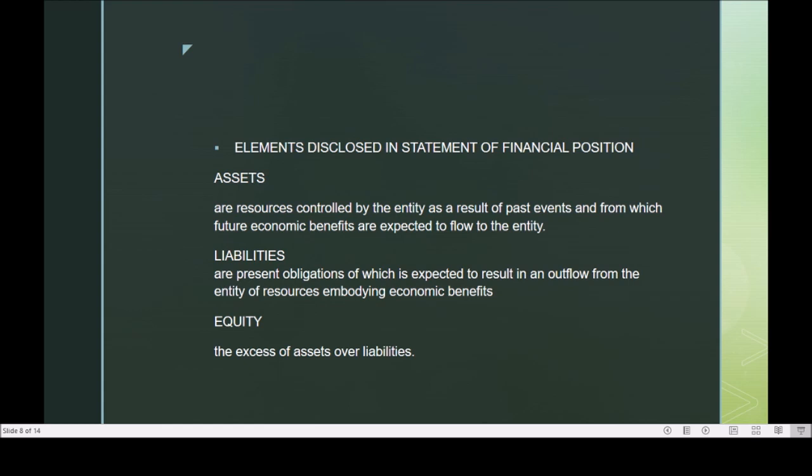What is equity naman? The equity is the excess of assets over liabilities. Kung gagawin po natin siyang accounting formula, that is assets minus liabilities, that is the equity. In short, kung ano po yung binawas mong liability from the assets, yun po yung natira, yun yung equity. Yun po yung capital na in-invest mo in the particular accounting entity. That is equity. Okay?